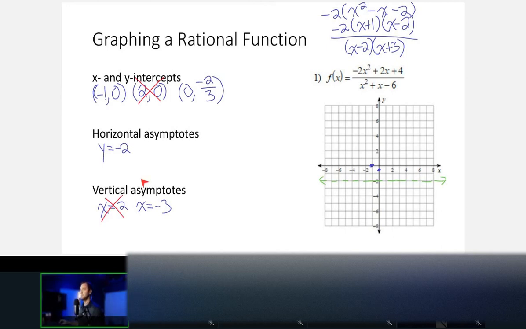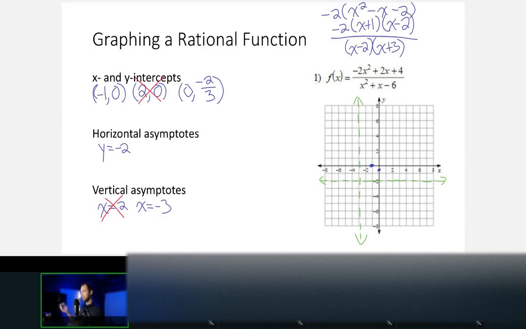And then let's everyone go ahead and plot your VA at x equals -3. So it looks like it goes right here. All right, how's everyone doing so far? We calculated the x-intercept, the y-intercept, we found our VA equation, we found our HA equation. And we also plotted them.